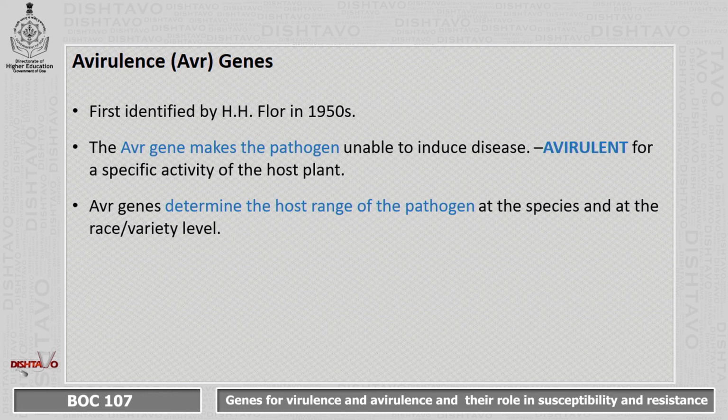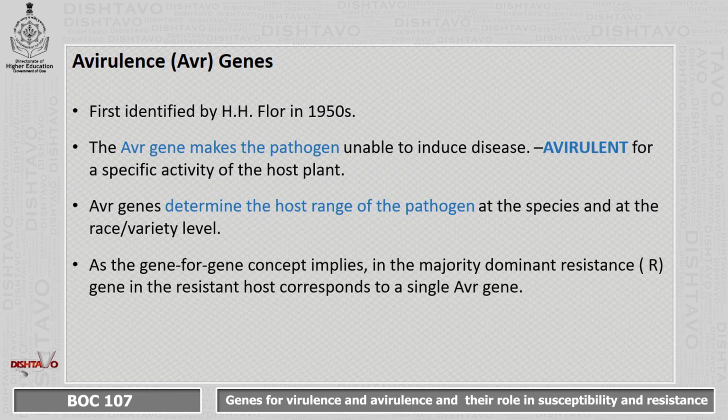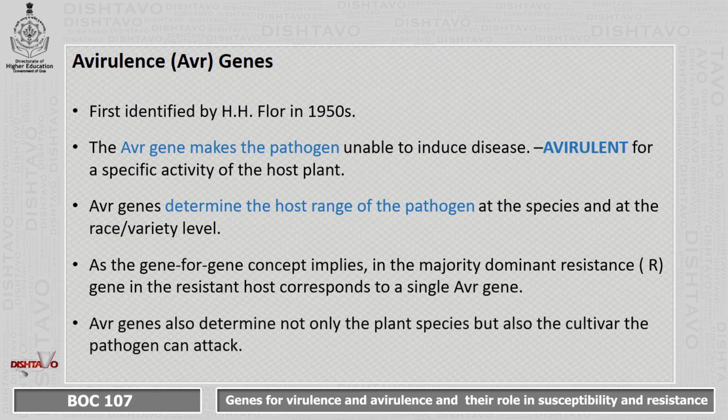The AVR genes determine the host range of the pathogen at the species and at the race or even the variety level. As the gene for gene concept implies, in the majority, dominant resistance, that is the R gene, in the resistant host corresponds to a single AVR gene. The AVR gene also determines not only the plant species but also the cultivar the pathogen can attack.